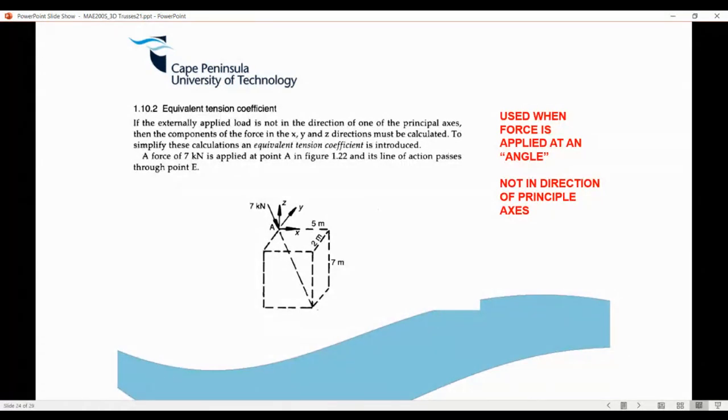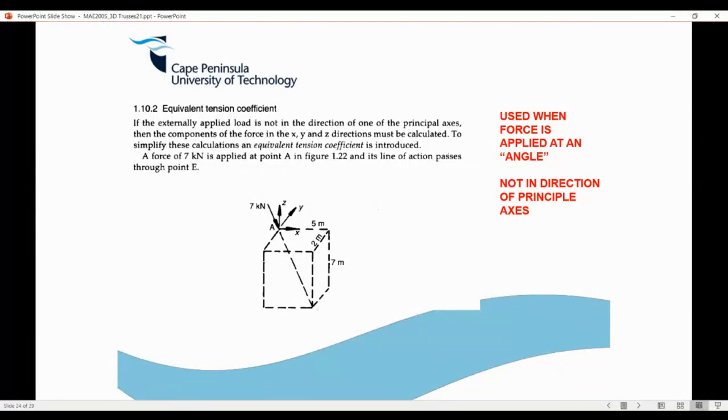You have to split the force into components, surely. Yeah, that's exactly great logic there. So what I said they used when force is applied at an angle, not in the direction of points per axis. Obviously, if you have a question like this, you probably get marks for that initial bit. So what does it state here?